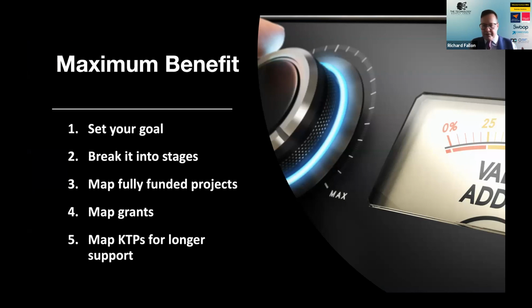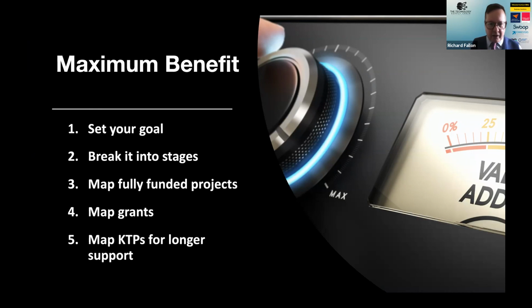First off, you map on your fully funded projects. Okay, so say you've got five chunks. Two of them could be fully funded. Then you map on your grants. You might find two of the chunks you get match funded for, which leaves you only one chunk to pay for. So that is the best way to get your bridge across and minimize your costs, maximize your benefit.